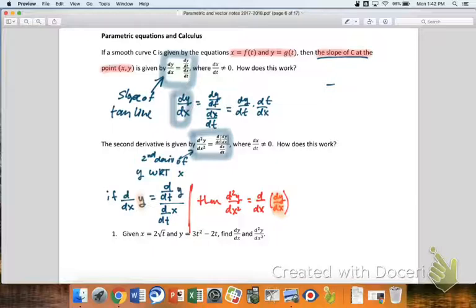So this would equal d/dt of dy/dx over, well, there are no y's in the denominator, so it would just be dx/dt. This dx/dt would be the same as that dx/dt.